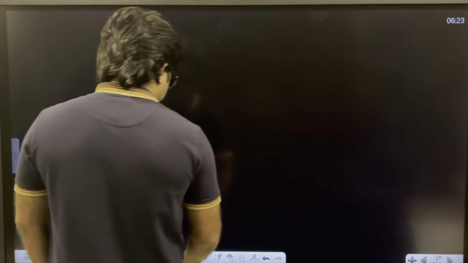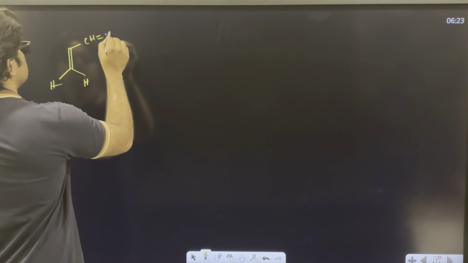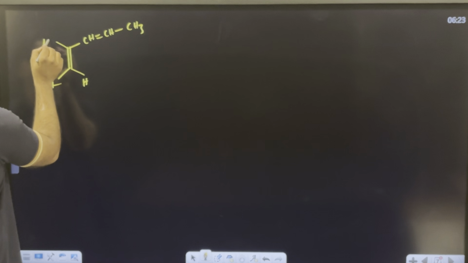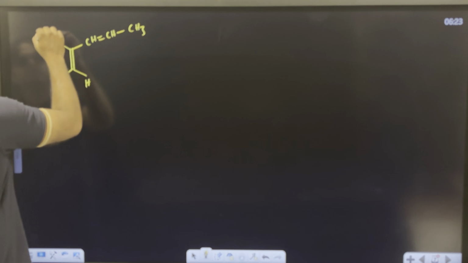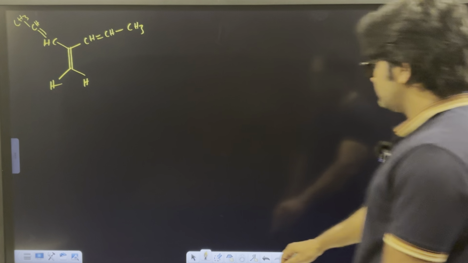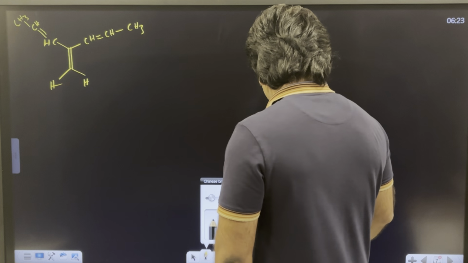For example, this molecule is given, like here hydrogen and hydrogen given. Here CH double bond CH, CH3 given. Left side also CH double bond CH, CH3 given. How many geometrical isomers are possible with this compound? Okay, it is visible, no problem. How many geometrical isomers possible with this compound?